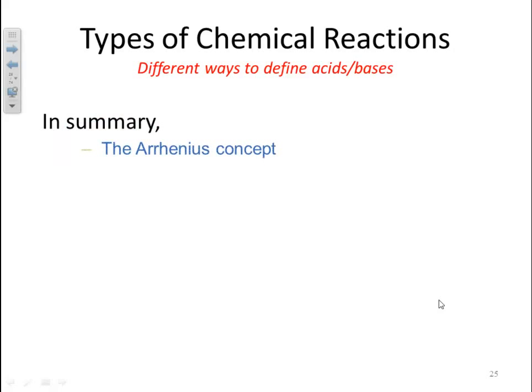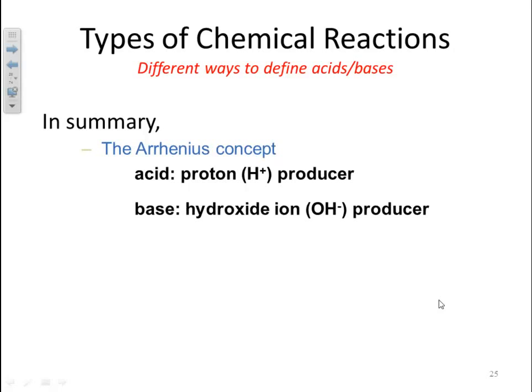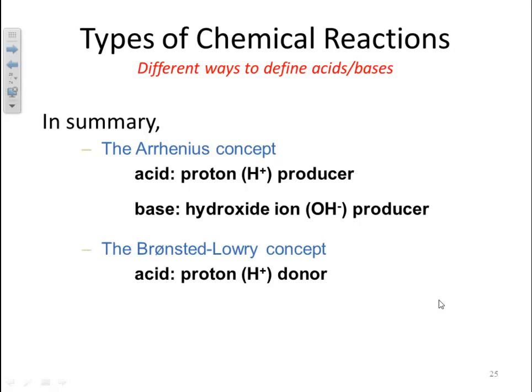In summary, the Arrhenius concept: acid is a proton producer, base is a hydroxide ion producer. Brønsted-Lowry: acid is a proton donor, a base is a proton acceptor.